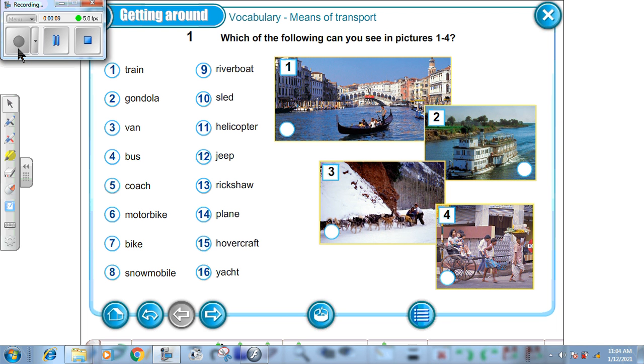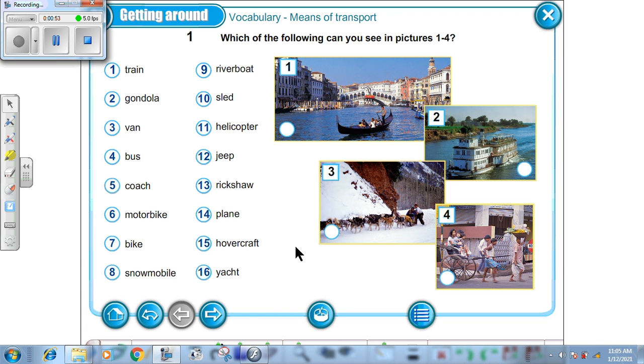Open page 64 for all of you. The title of our unit today is called Getting Around. We are talking about the means of transport. I have a lot of means of transport. I have train, gondola, van, bus, coach, motorbike, bike, snowmobile, river boat, sled, helicopter, jeep, rickshaw, plane, hovercraft, and yacht. Okay, look at picture number one.